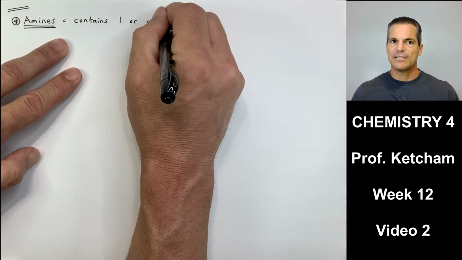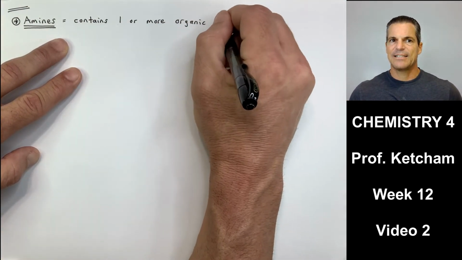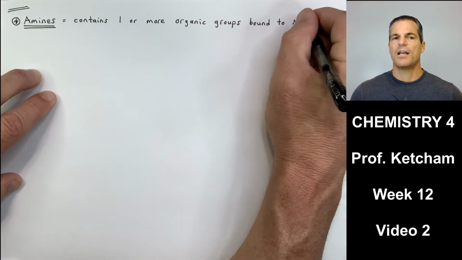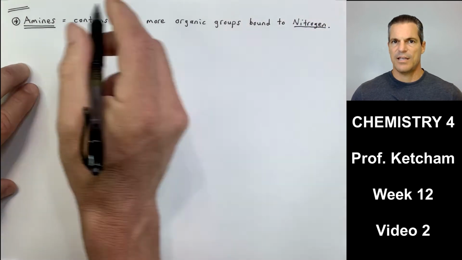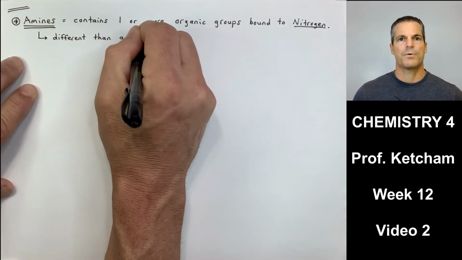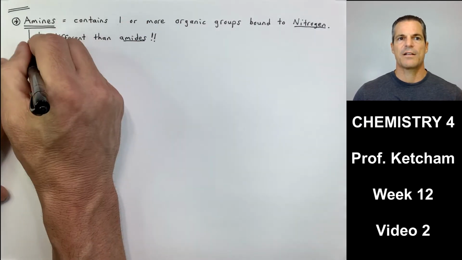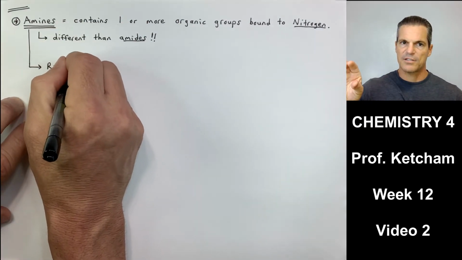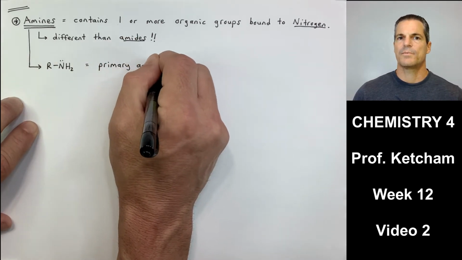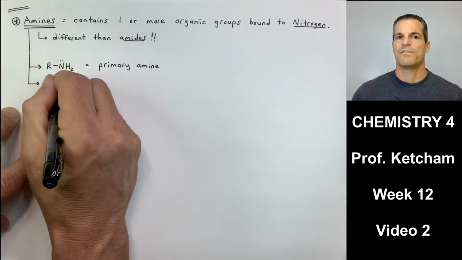Now amines. Notice it's spelled different. Amines. Okay, these do not have a carbonyl carbon involved. These are unlike the carboxylic acids and the esters and the amides. These are simpler. This is just an ethyl group or a methyl group or some sort of organic group with a little NH2 attached. So amines contain one or more organic groups bound to nitrogen, different than amides.